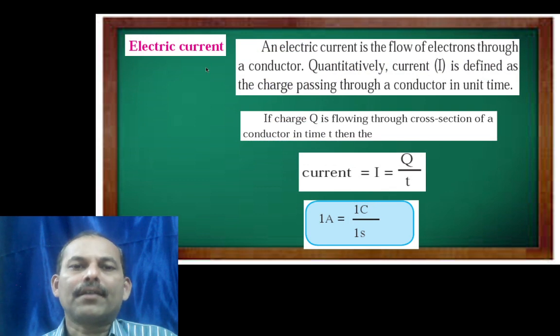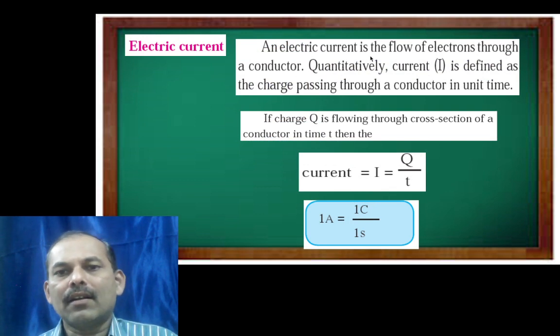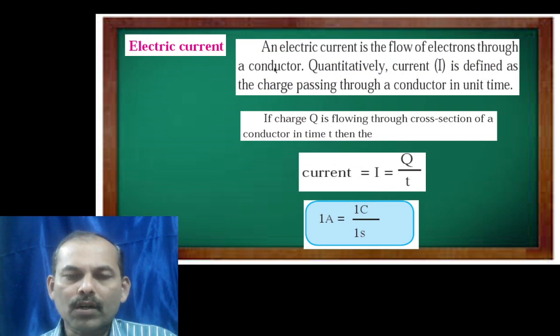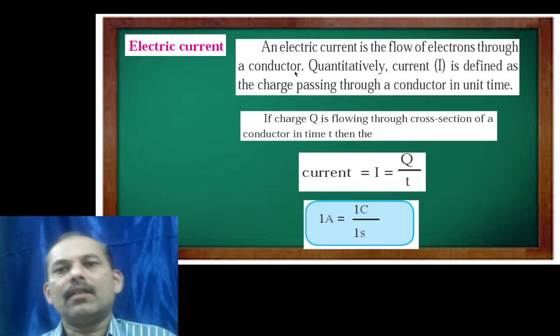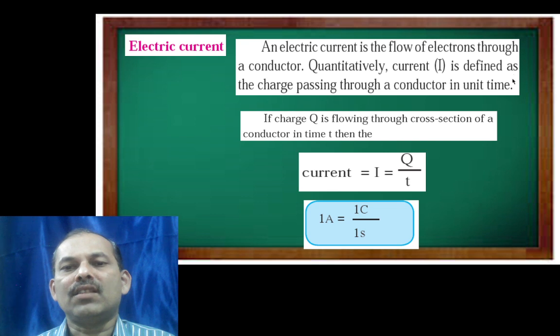Then electric current. An electric current is a flow of electrons through a conductor. Quantitatively, current I is defined as the charge passing through a conductor in unit time. That's why if a charge Q is flowing through the cross section of a conductor in time t, then the current I equals Q upon t.